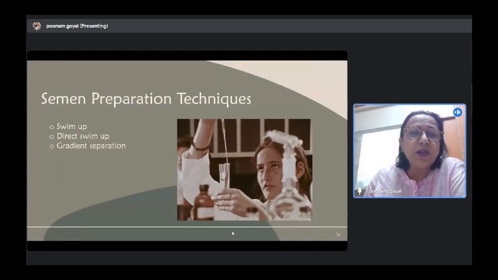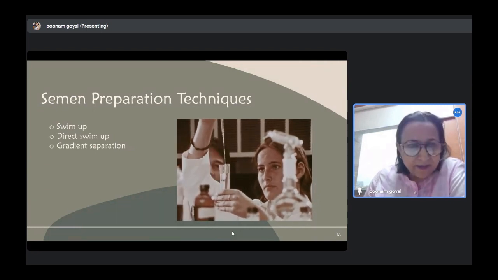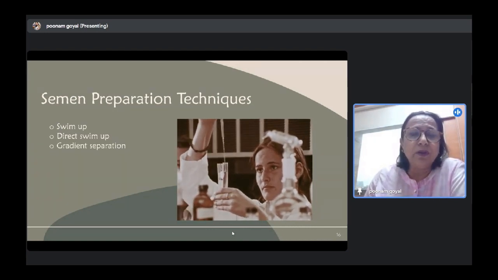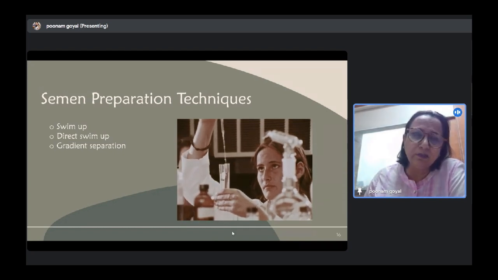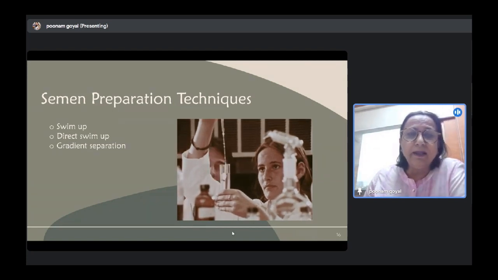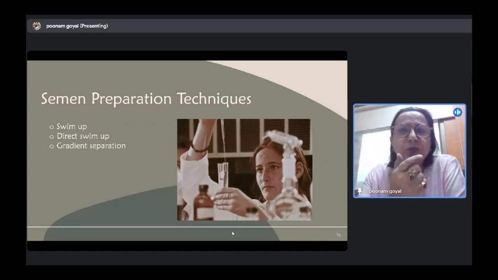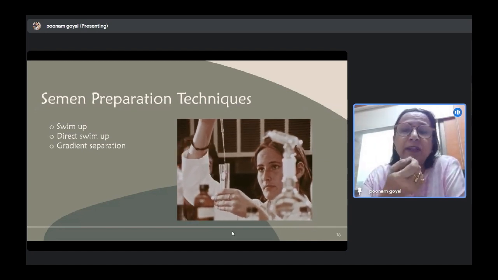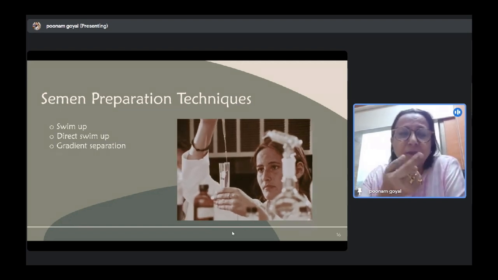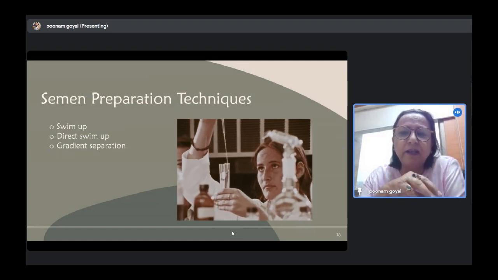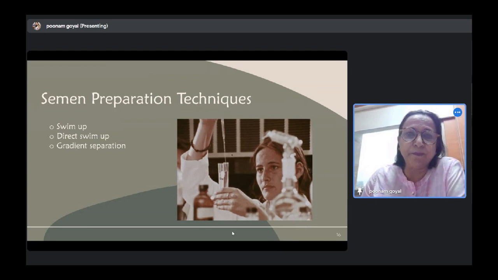So now coming on to semen preparation techniques. One is the swim up technique, another is the direct swim up technique, and one is gradient separation. The swim up technique is more popular, and most of the times this technique is being used. In direct swim up, centrifuge is done only once, while in swim up we do it twice. That is the difference. And gradient is used when there is more debris in the sample.